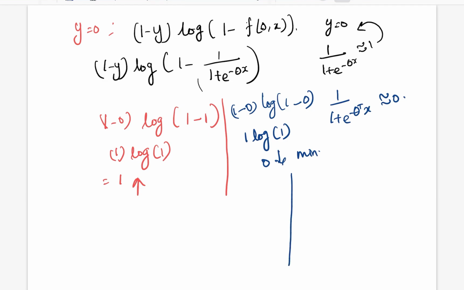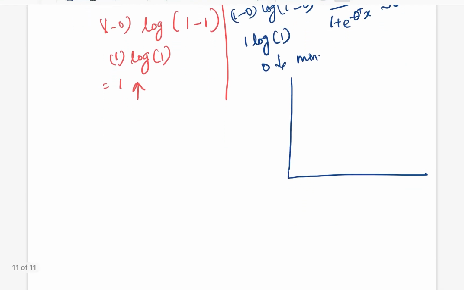In a similar way, the x-axis is the mapping function, 1 divided by 1 plus e to the minus theta transpose x, which varies from 0 to 1.